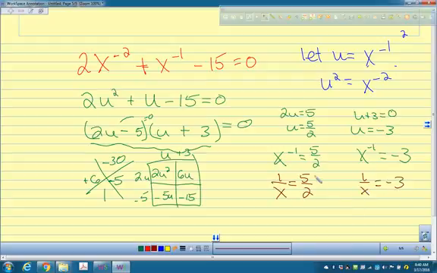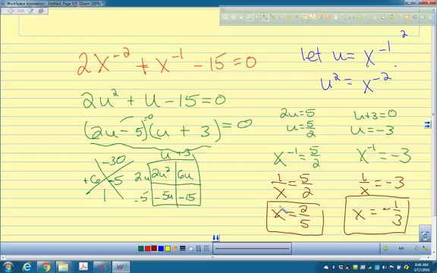If 1 over x equals 5 halves, that means that x equals 2/5. If 1 over x equals negative 3, that means that x equals what? Negative 1/3. Okay? Those are my two answers after all that work. And you have to take those, plug them in, make sure they work. I'm not sure if both of those work. We'd have to take them and plug them in.